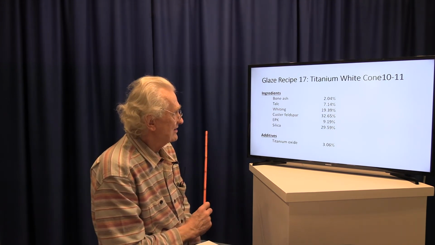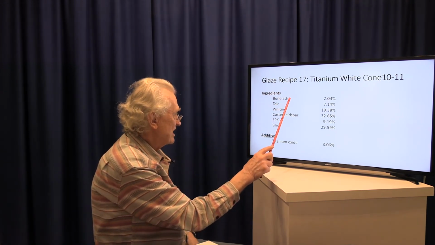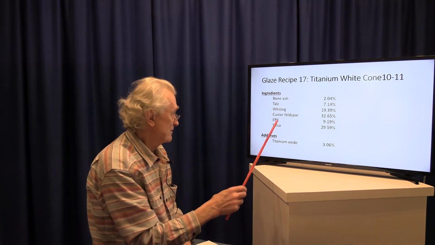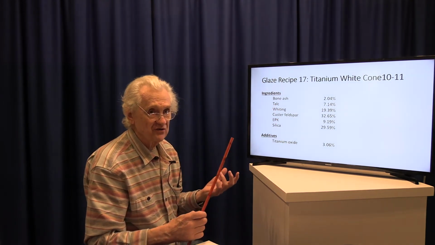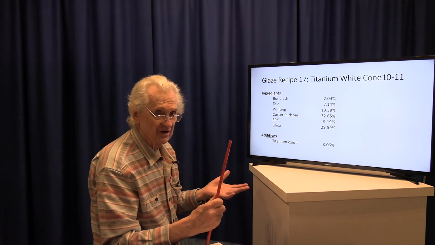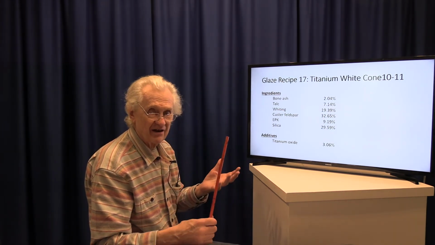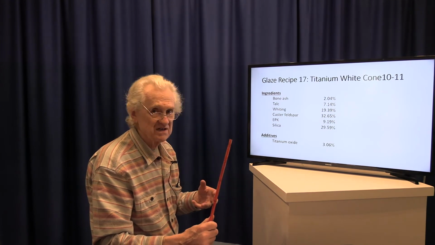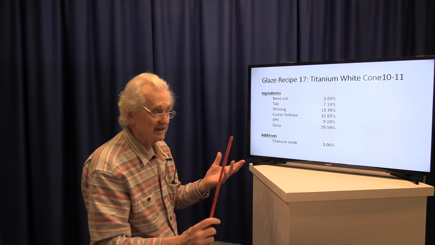Titanium white, cone 10 to 11. Ingredients: bone ash. Bone ash is calcium phosphate. And by the way, bone ash used to be produced literally by burning cattle bones, because the main ingredient that came out of the ash, or the residue, was calcium phosphate. Now it's all produced synthetically and chemically.